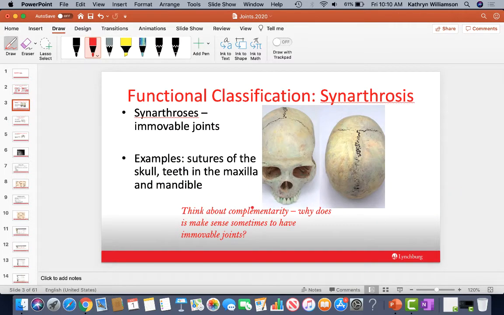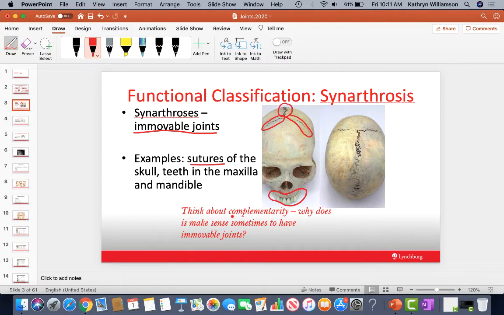Let's go through functional classification first. Here are our synarthrotic joints. Again, these are immovable joints. Some examples of synarthrotic joints are the sutures in the skull. These suture lines created between skull bones are actually joints, and they don't move. Also your teeth in your maxilla at the top and your mandible at the bottom. These are technically joints, but they don't actually move.